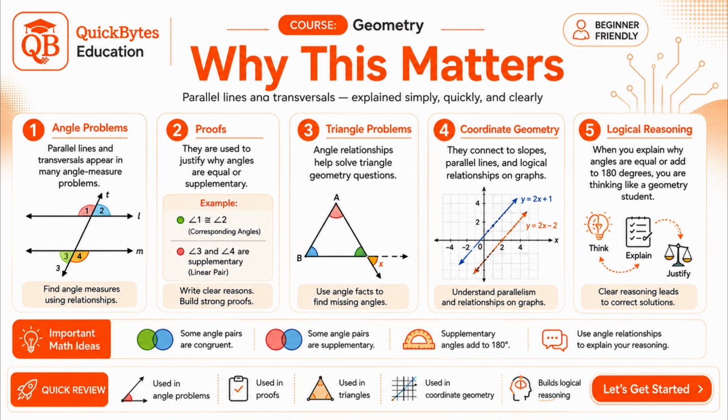Parallel lines and transversals are a major part of intermediate geometry. They show up in angle problems, proofs, triangle problems, coordinate geometry, and test questions. They also help you build logical reasoning. When you can explain why two angles are equal, or why two angles add to 180, you are thinking like a geometry student.